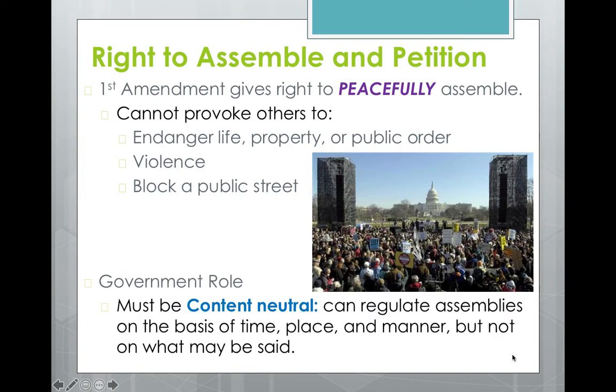Government role must be content neutral. So the government cannot pick one side or the other. Though with the Black Lives Matter protests, you did have mayors, such as in D.C., paint the street Black Lives Matter. That was not content neutral, and so technically that mayor was not allowed to do that. They can regulate assemblies on the basis of time, place, and manner, but not on what may be said. So they cannot limit or encourage the content of what is being protested.